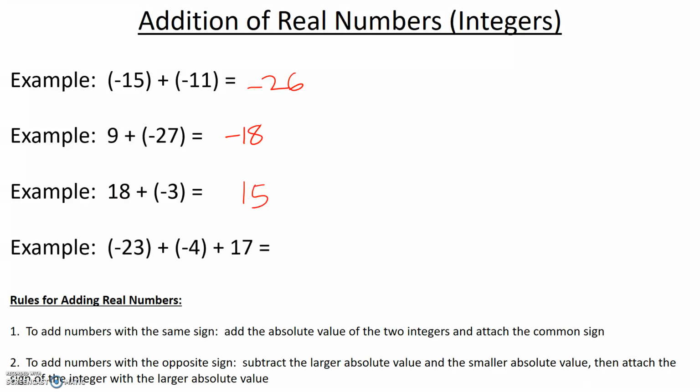Another example, negative 23 plus negative 4 plus 17. When you have multiple addition and subtraction problems, always go from left to right. Negative 23 plus negative 4, we have the same sign, so we would add the absolute values, so that's 23 and 4, 27, and attach the common sign, plus 17. Negative 27 plus 17, in this case, we would subtract 27 and 17, which is 10, and add the sign of the larger absolute value, which is, in this case, a negative. So our answer is a negative 10.